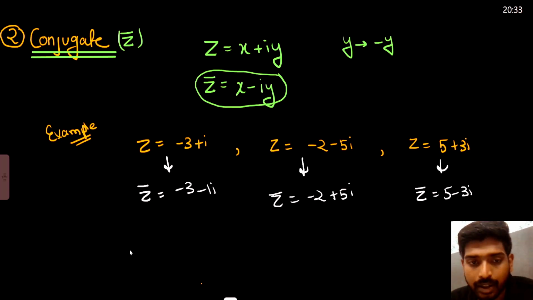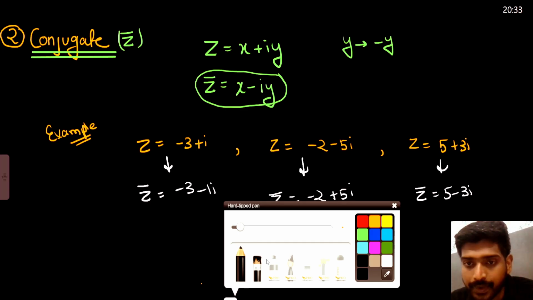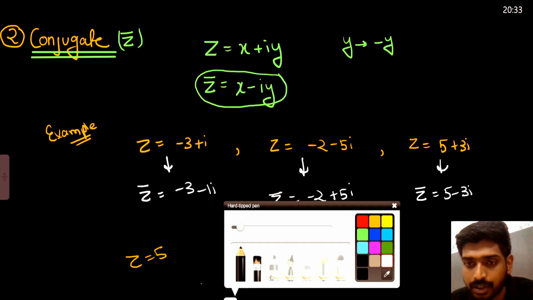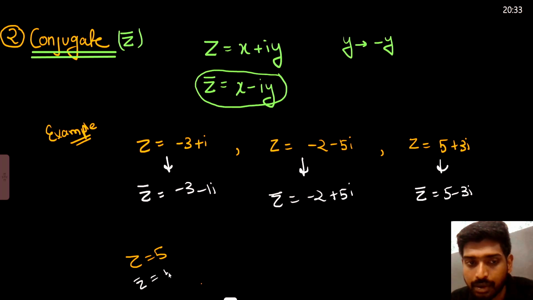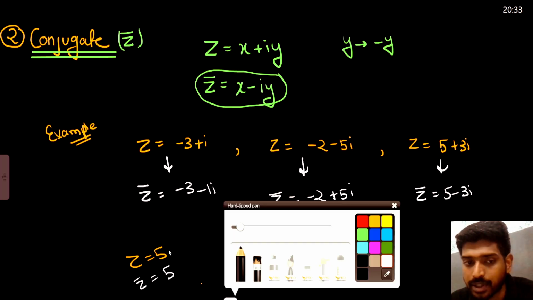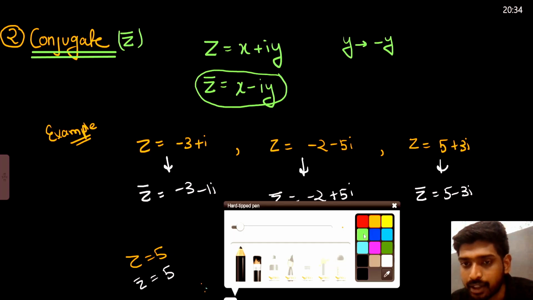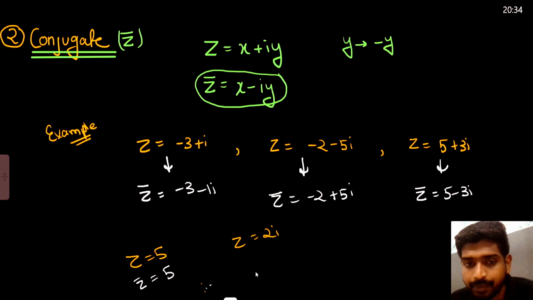So, some more examples you can see. Suppose z is equal to 5, so what is the z bar value? The z bar value also will be equal to 5 only, because there is no imaginary part. So, no need to change the sign. If I write z is equal to 2 iota, so what is the value of z bar? Then z bar in this case will be equal to minus 2 iota.